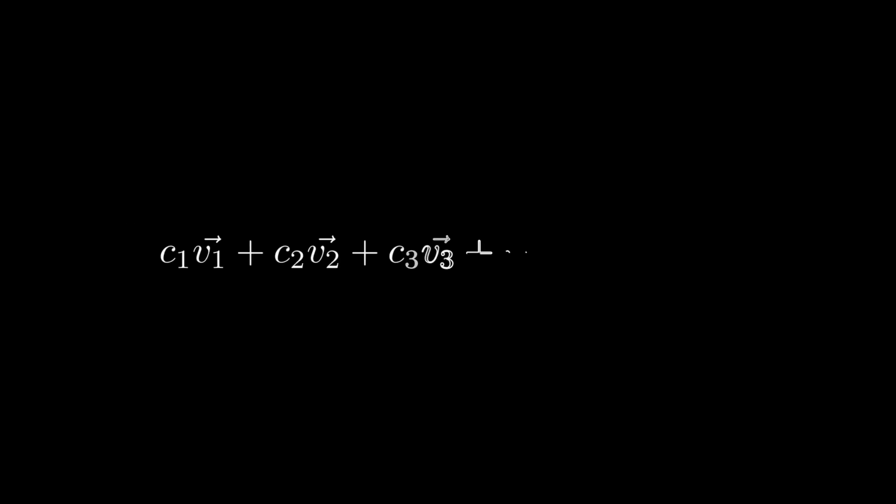This solution of the equation, where all the Ci is 0, is known as the trivial solution. As a way to remember, if the trivial solution is the only solution to the equation C1v1 plus C2v2 up to Cnvn equals 0, the vectors are linearly independent.